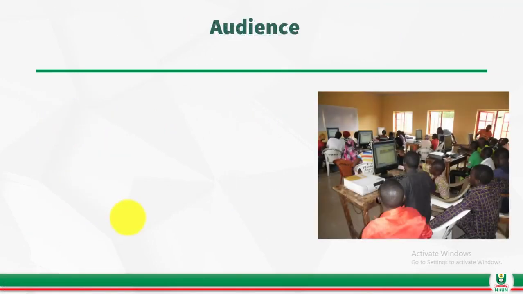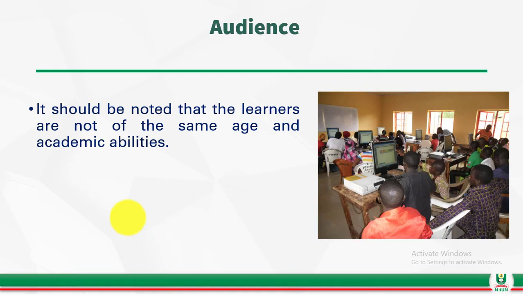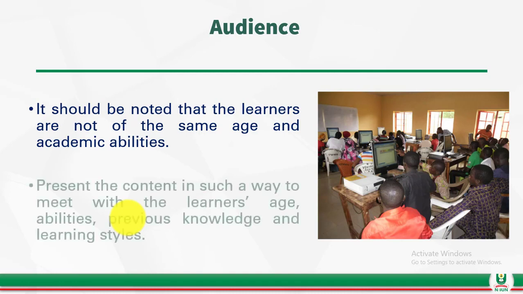Now let's move to another consideration, which is the audience. You need to consider your students. Your multimedia resources are meant to deliver content to your students. So you need to consider them. It should be noted that the learners are not of the same age and academic abilities. You should consider the fact that you have different categories of learners in your classroom. So the audience is a critical consideration that you need to put at the back of your mind while you are coming up with your multimedia production.